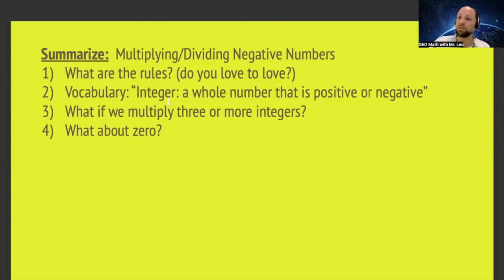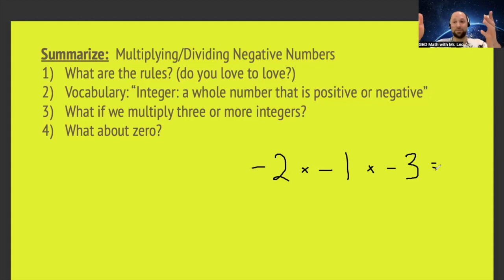What if we multiply 3 or more integers? What if I have this? Negative 2 times negative 1 times negative 3. What about this? Is this going to be positive or negative? In this case, the answer is negative.